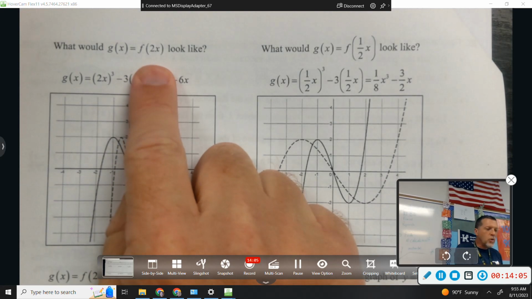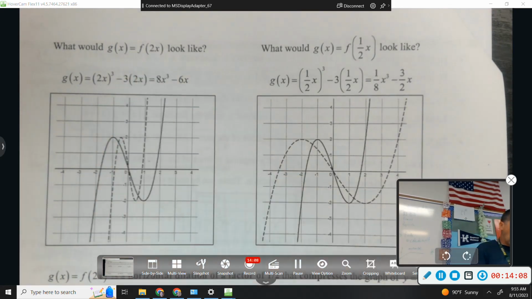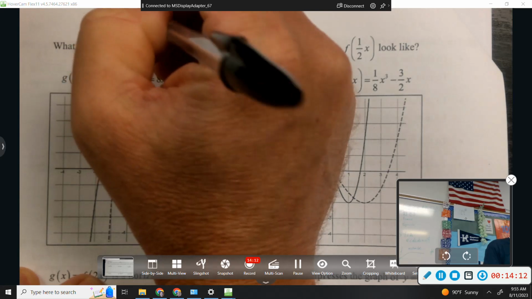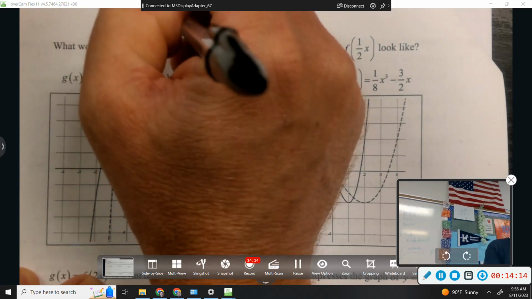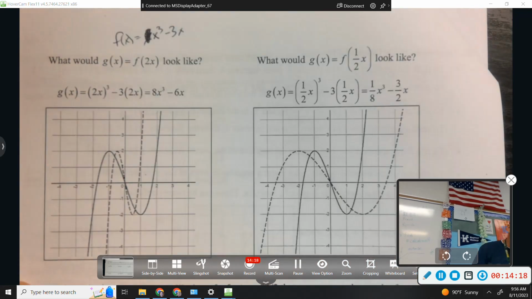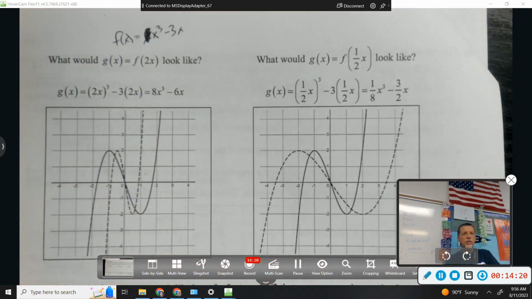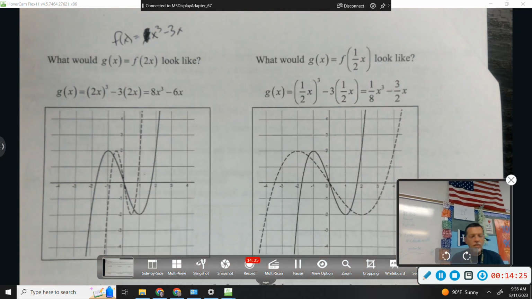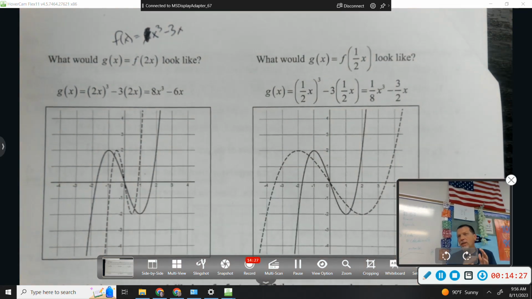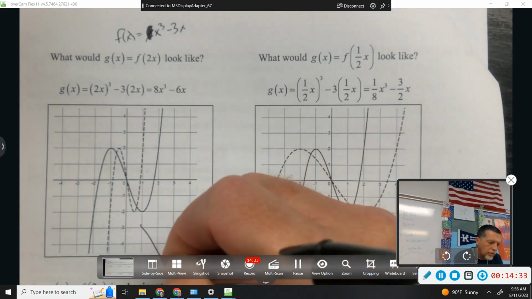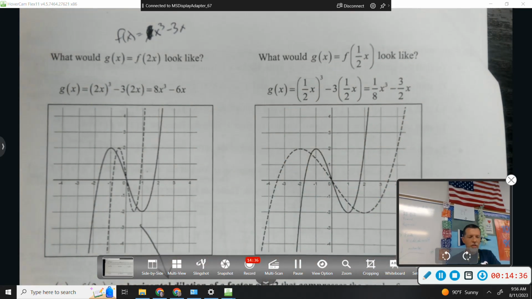So if we stick a 2x in there, we take our f of x, which was x cubed minus 3x. That was our f of x. So if we plug a 2x in there, then it squishes it. So you're multiplying by 2, but because it's in the x, it squishes it down. That would be the horizontal dilation by a factor of 1/2.